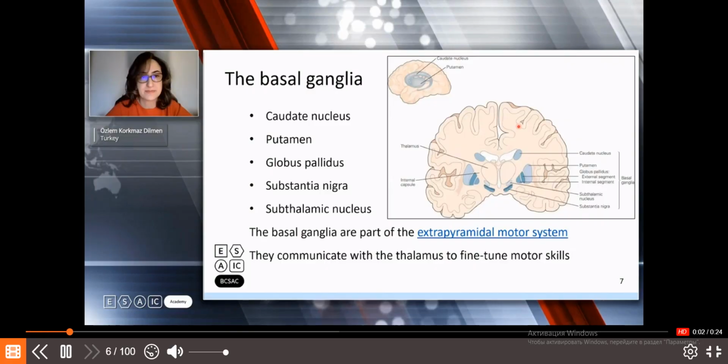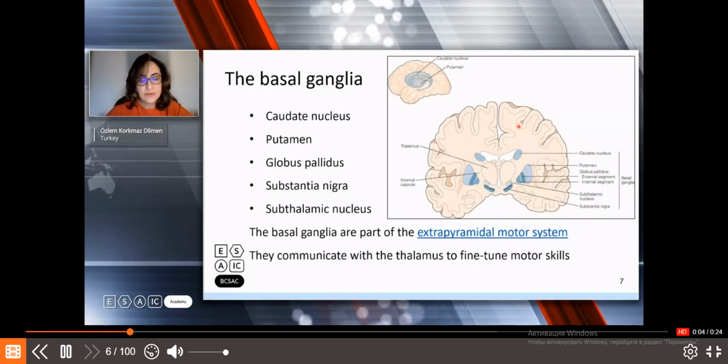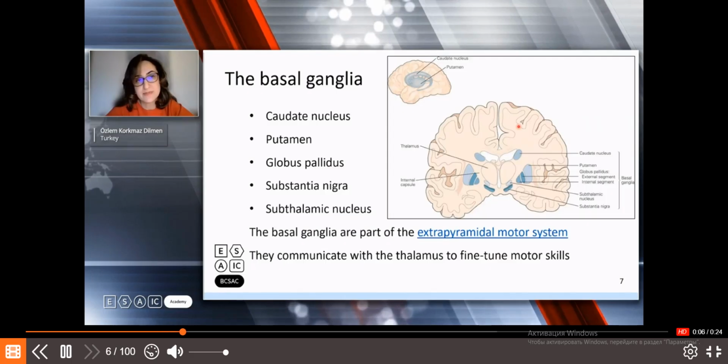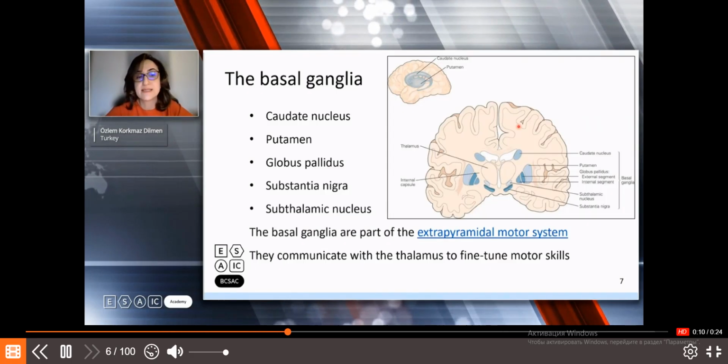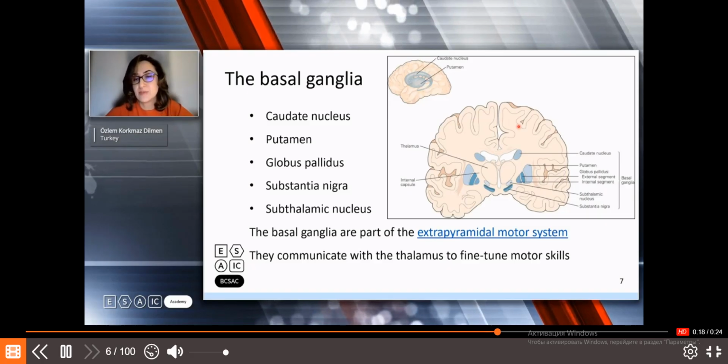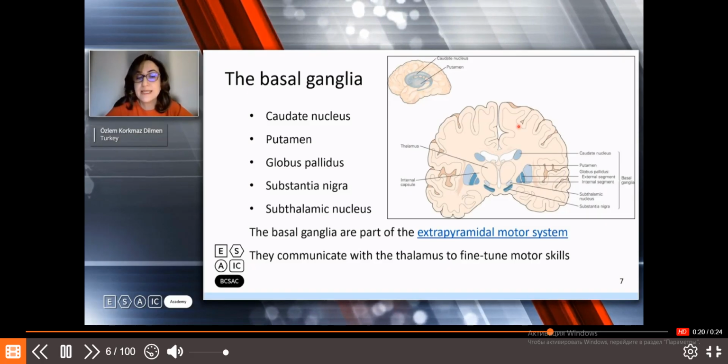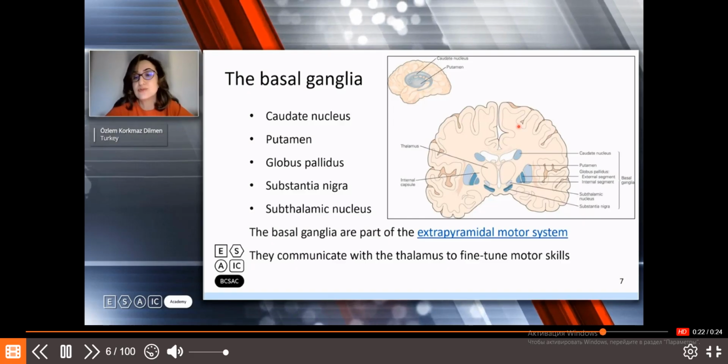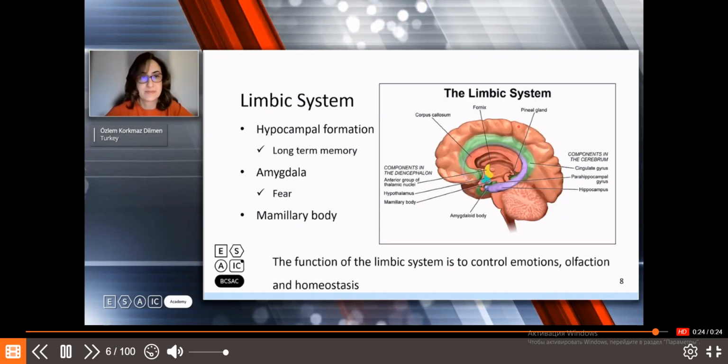The basal ganglia are a group of nuclear masses of gray matter. They include the caudate nucleus, putamen, globus pallidus, substantia nigra, and subthalamic nucleus. The basal ganglia are a part of the extrapyramidal motor system. They communicate with the thalamus to fine-tune motor sequences.